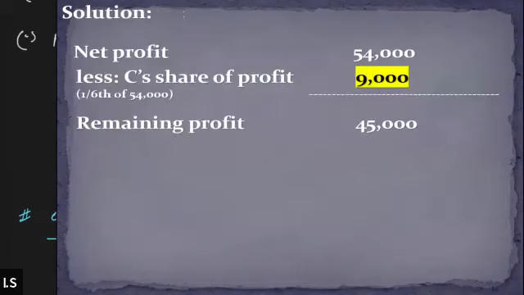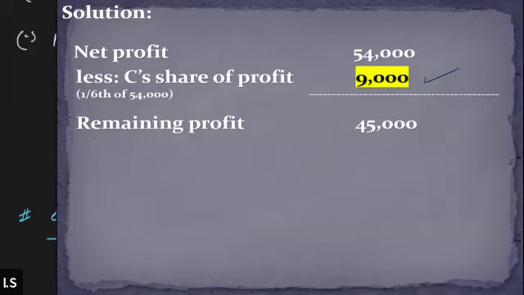Firstly, the net profit that is given in the question is 54,000. Is that right? This is the net profit given in the question. And out of this, one sixth of this profit needs to be transferred to C. Right? So one sixth of 54,000 is 9,000. 54,000 into 1/6 will be 9,000. So after subtracting C's share, the remaining profit left is 45,000. Now this has to be shared between A and B.